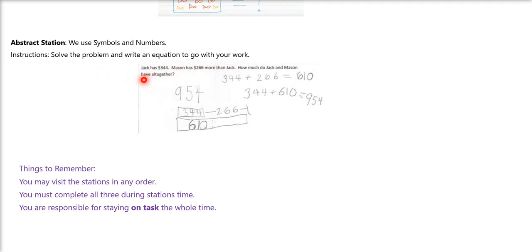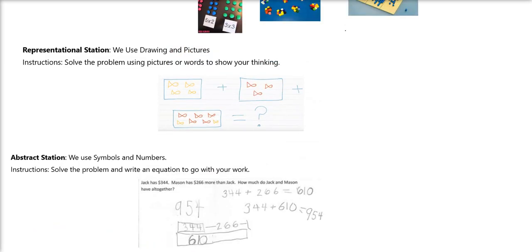And you can see here that the question was, Jack has $344, Mason has $266 more than Jack. How much do Jack and Mason have altogether? So the student has an equation right here that he's working on, or she is working on. They've got 2 equations to show their answer to the problem, 954. Now you can also see that they have a drawing here. Where would that drawing go for our crazy stations? Well, probably better to do that over here at the representational station.